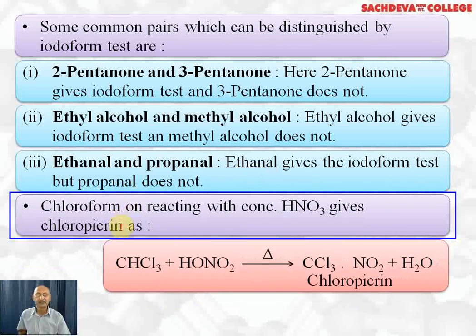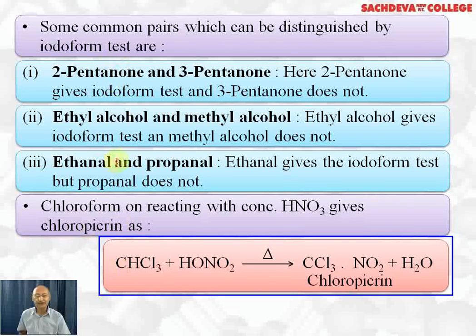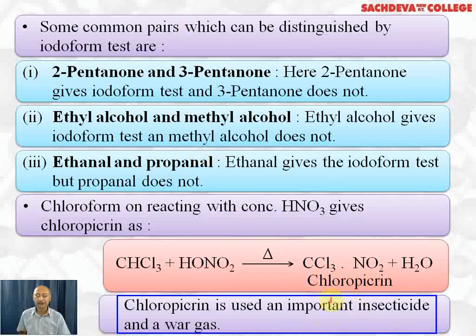Chloroform on reacting with concentrated nitric acid gives chloropicrin. Here the H positive ion of chloroform and OH negative from nitric acid react to form water, and we will get CCl3NO2, which is called chloropicrin. It is also called trichloronitromethane. Chloropicrin is used as an insecticide as it is poisonous, so it is used as war gas.